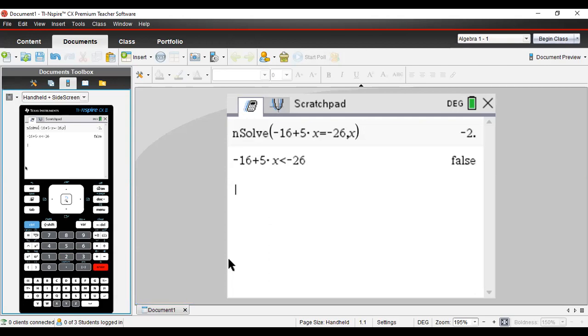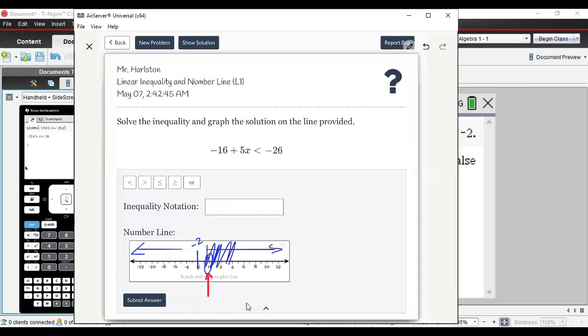So if we go back to our number line, you can see that this is not in the solution set. And we're going to be going to the left. So it's going to be X is less than a negative 2. That would be our answer. Okay, I got a couple more questions and then I'll wrap it up.